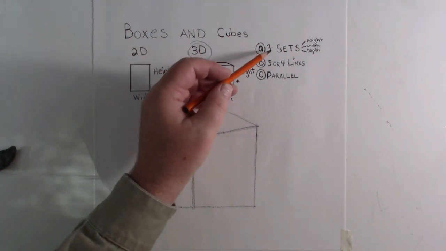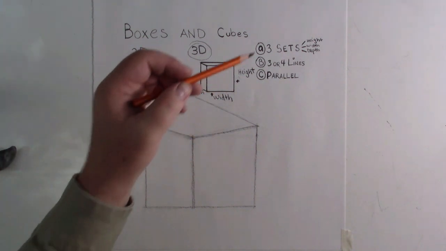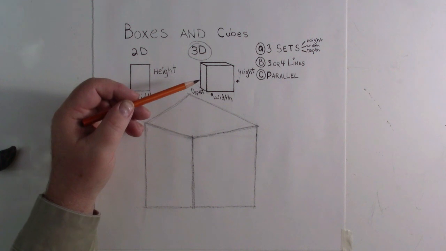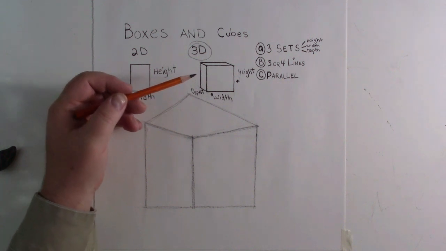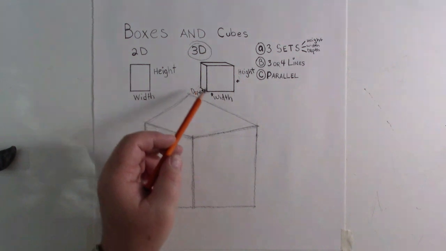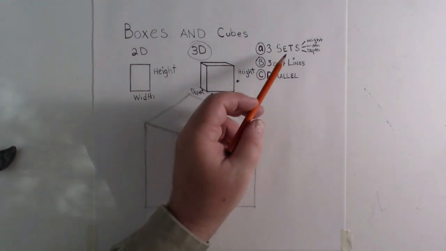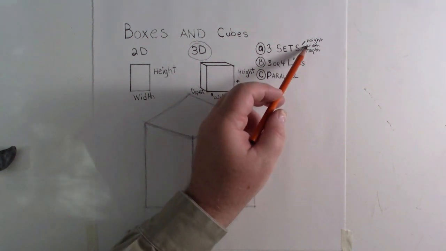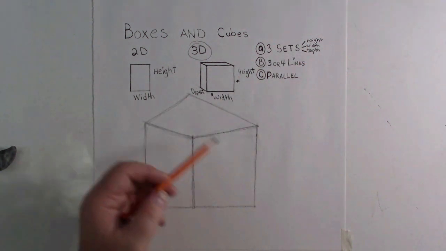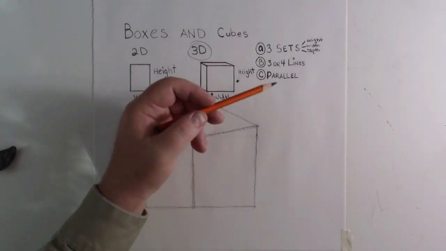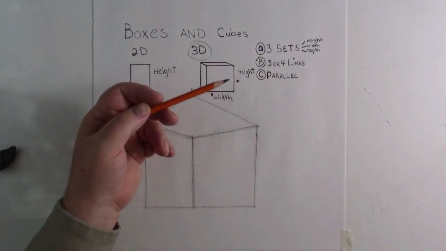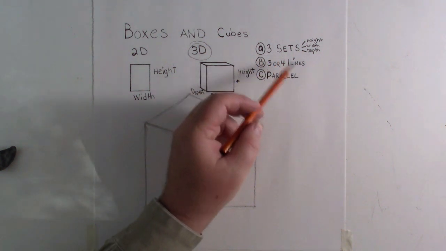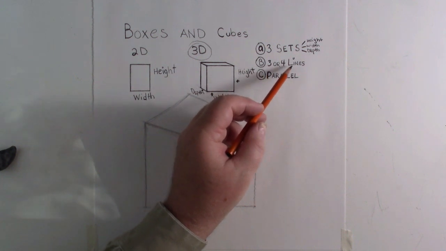So again, for any 3D object, any sort of box or cube that we're trying to draw, we have to remember that we have three sets: height, width, and depth to make it 3D. And so we have three sets of lines: height lines, width lines, and depth lines. Anything that's a box or a cube has to have those three sets. The next thing is that in each set, we need 3 or 4 lines.